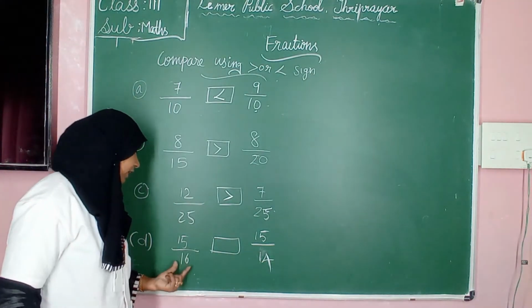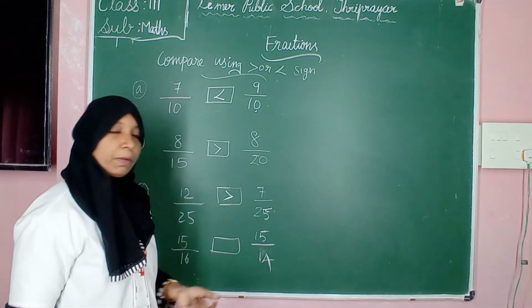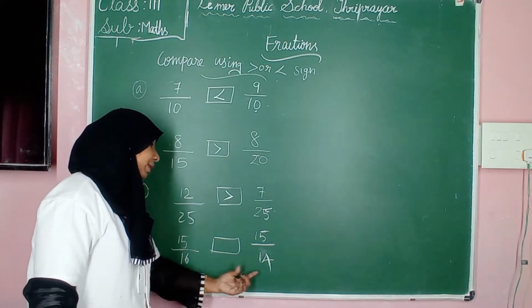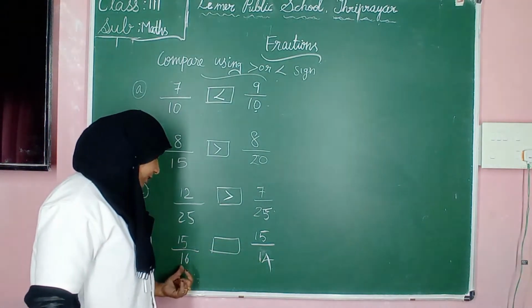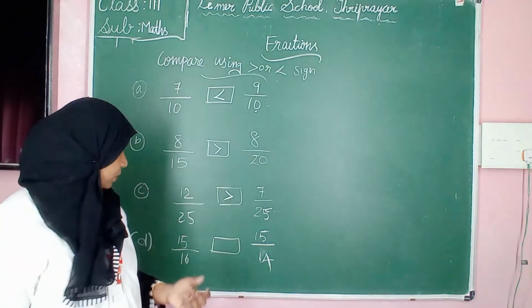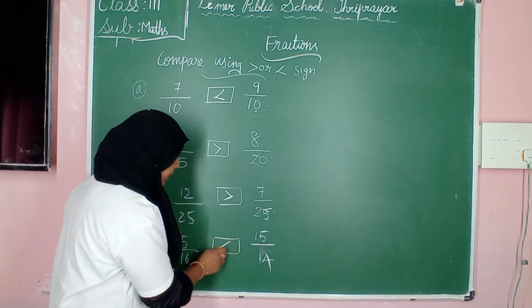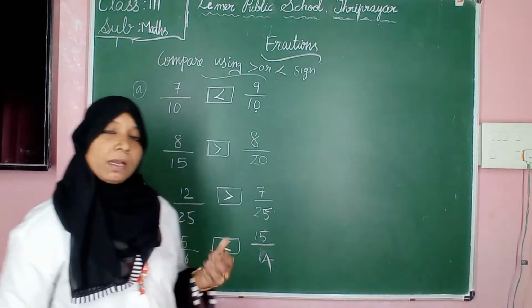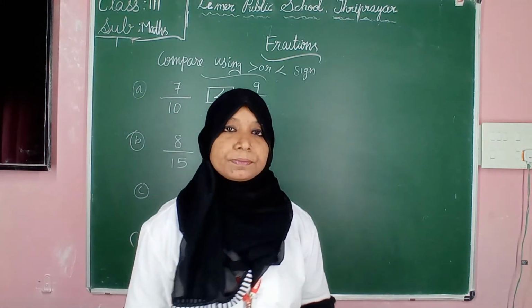Last one, 15 by 16 and 15 by 40. Here the numerators are the same, compare the denominators. 16 is less than 40. So 15 by 16 is the greater fraction. So 15 by 40 is less than 15 by 16. This way we can compare two fractions.